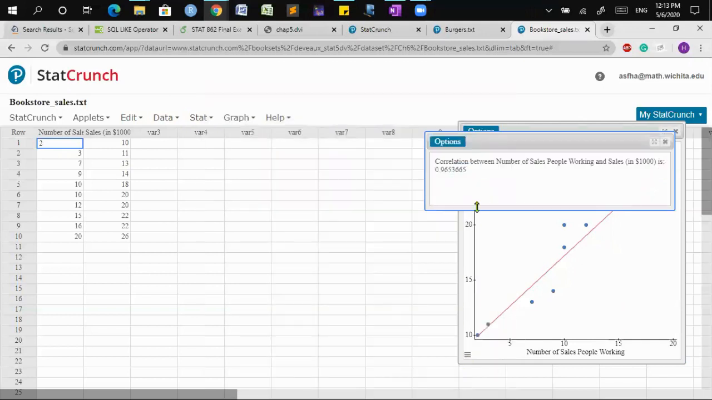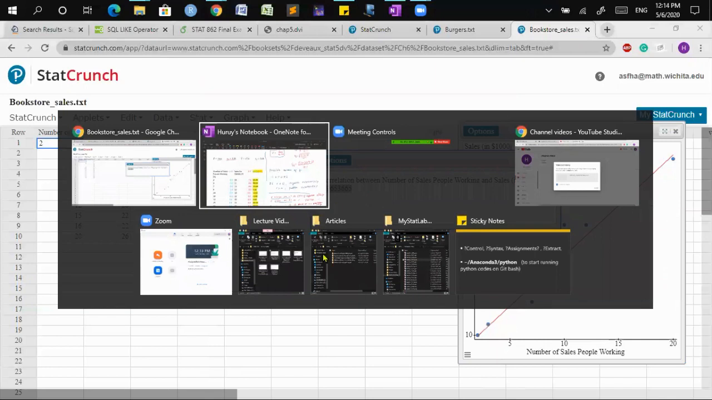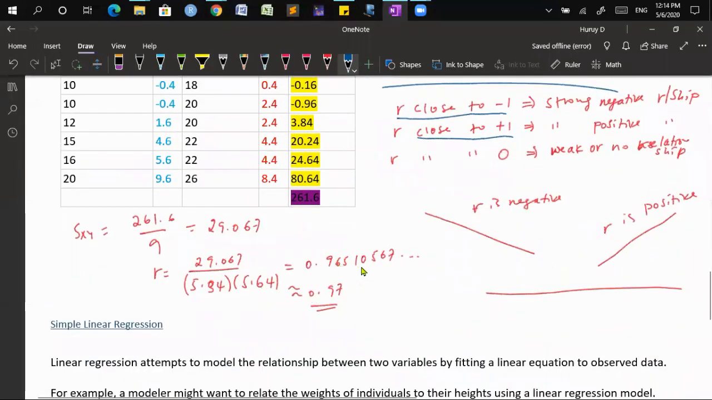Now, here is the value. Correlation between number of sales, this is one variable, and the other variable is equal to 0.9653665. And I think we got very close to that one, 965. They are different at this digit. Up to here, we got the same value, and that is just rounding error. Yeah, that's fine. All right.